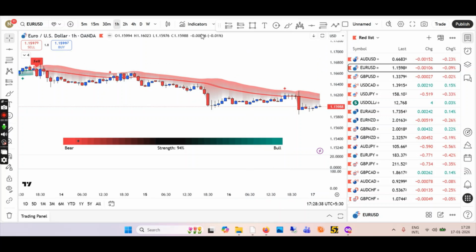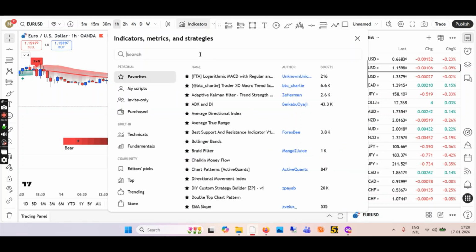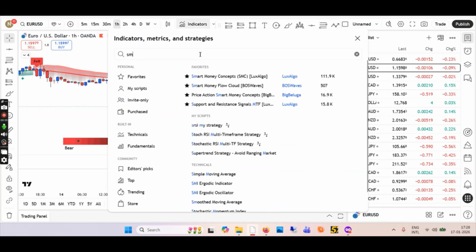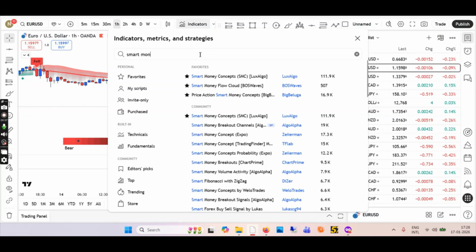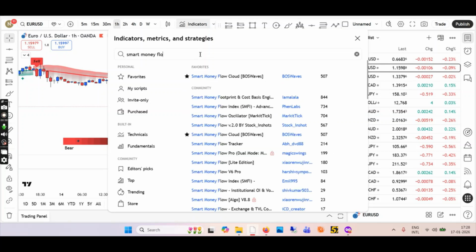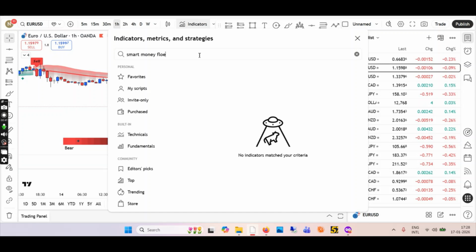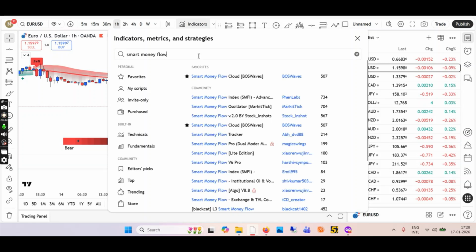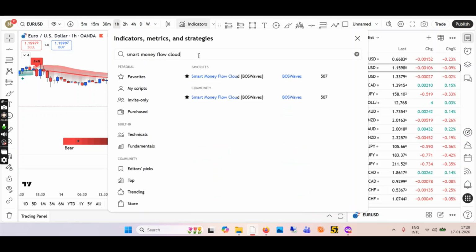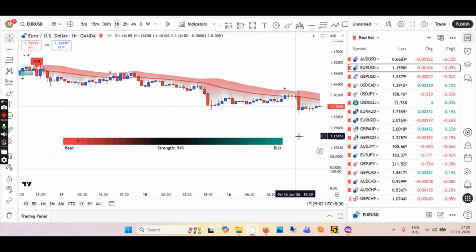The name of this indicator: you will find it in the indicator section, type in smart money flow cloud. This is the one from BOS Waves. Click on this indicator, Smart Money Flow Cloud, and that will be installed on your chart. You don't have to change anything in the settings, and you can change colors and everything if you want to. Otherwise, leave it as it is.